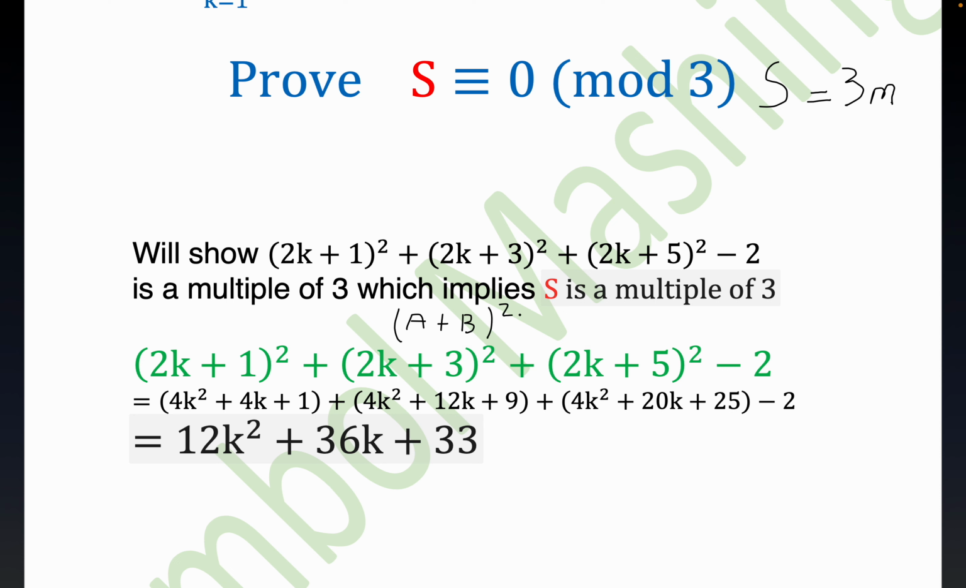(a plus b) quantity squared by the distributive property. And no, I'm not going to use the word FOIL. We have a squared plus 2ab plus b squared. And again, this identity, which holds for all real numbers, got used 3 times, 1, 2, 3 times.